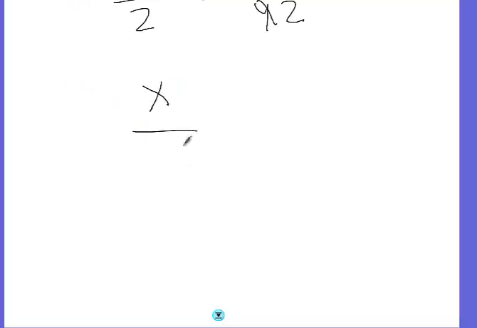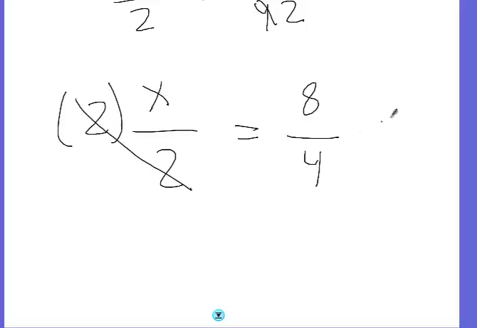Let's look at x over 2 is equal to, I don't know, 8 over 4. The one thing we want to do is get x all by itself. In order to do that, we must get rid of this 2. The x and the 2 are being divided, and the way to get rid of division is multiplication. We multiply both sides by 2.